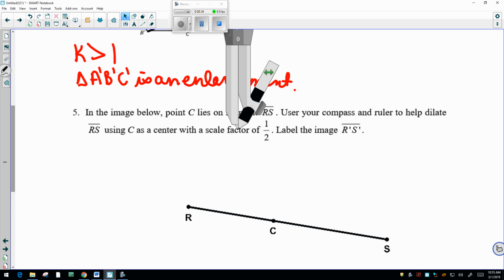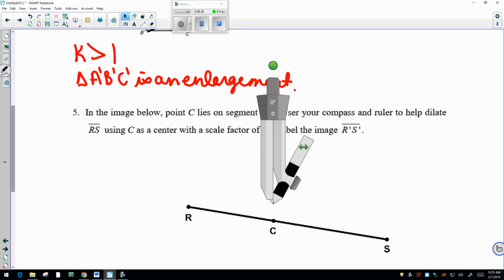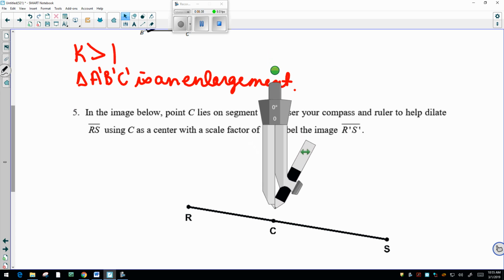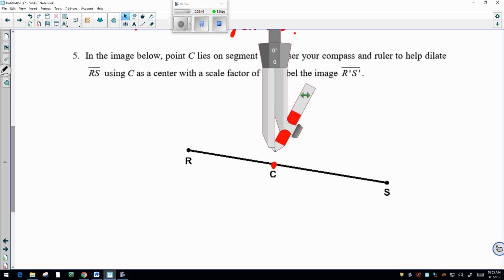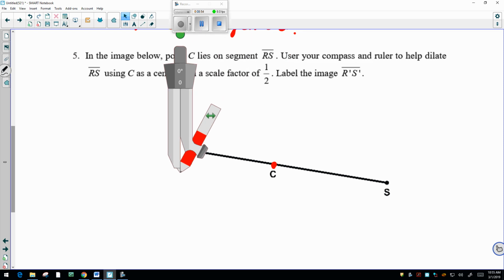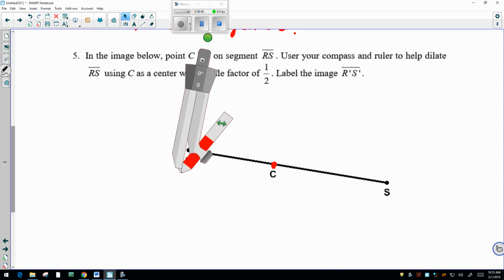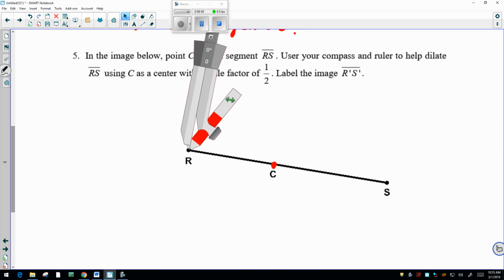So now if I'm thinking what that scale factor means, 1/2 means I have to make it smaller. And it's also telling me C is my center point. So what we need to do is go from R to C, and R has to be 1/2 that distance away from C. In other words, I want to bisect that segment RC. So we're going to go back to that basic bisect a segment construction.